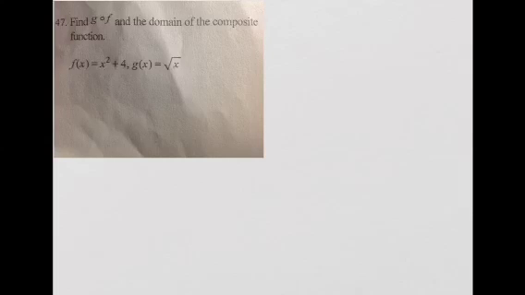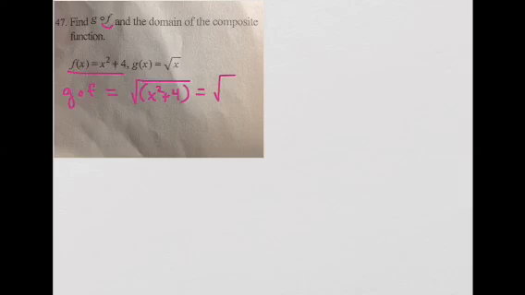Alright, so for 47, they're asking for g of f and the domain of the composite function. So this is your inside function, and its domain, look at this, is all real numbers. So we're coming in with all real numbers. So we're going to take the outside function, so g of f is square root, and we're substituting in place of the x, we're putting in f of x.